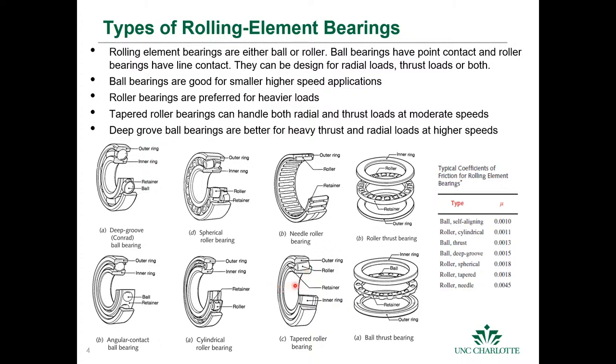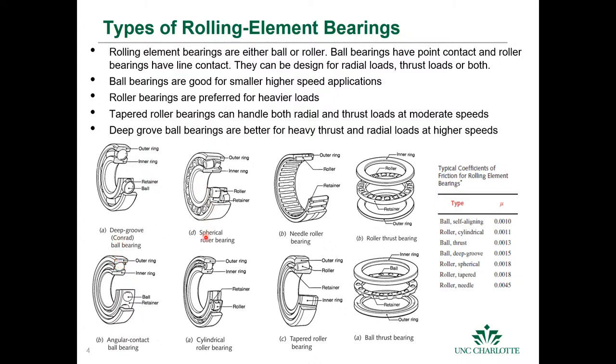And the thrust loads are the loads that are classified as those coming through the center of the bearing axis. Those are the side loads. And then the radial loads are the ones coming in the radial direction from the center of the bearing. Deep groove ball bearings are better for heavy thrust loads and radial loads at higher speeds. So if you have high speed, high thrust load, you'd want a deep groove ball bearing. This bearing here is an angular contact ball bearing. It only has a retaining lip on one side, so you don't see it on both sides.